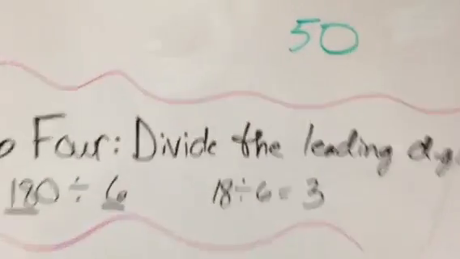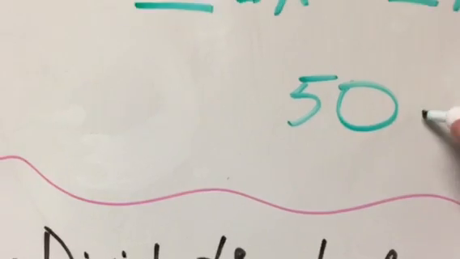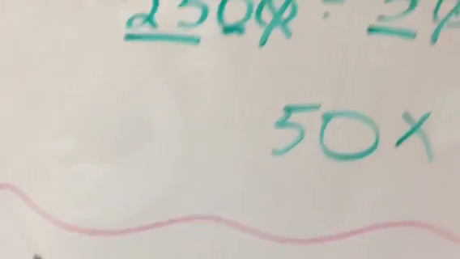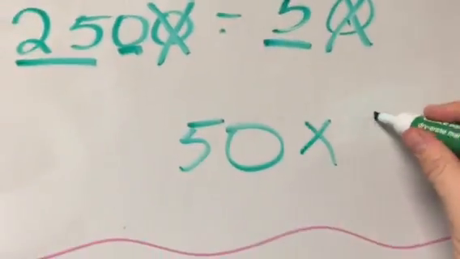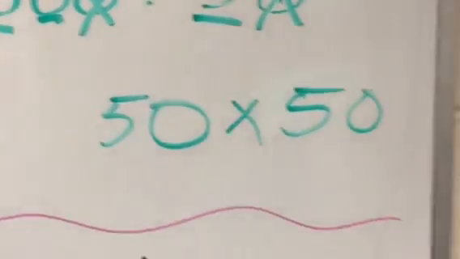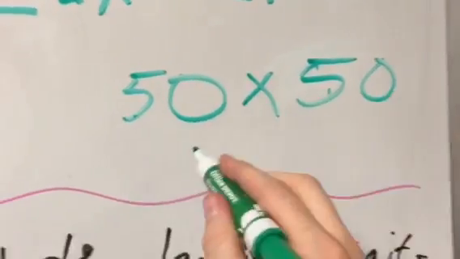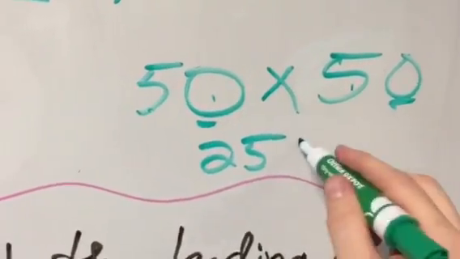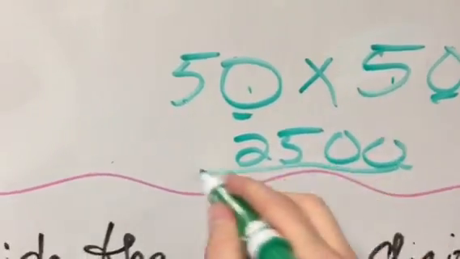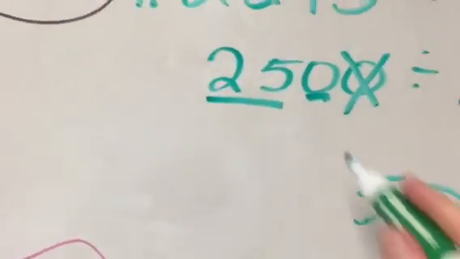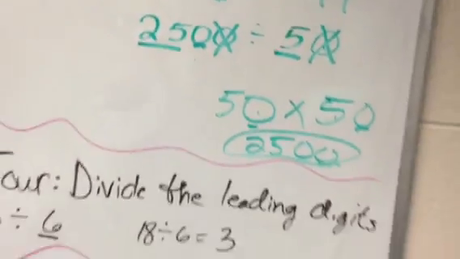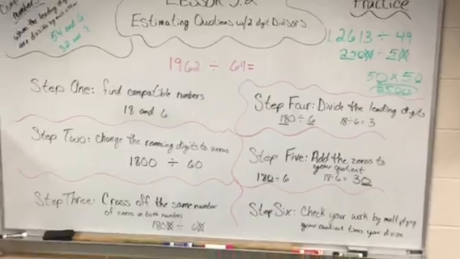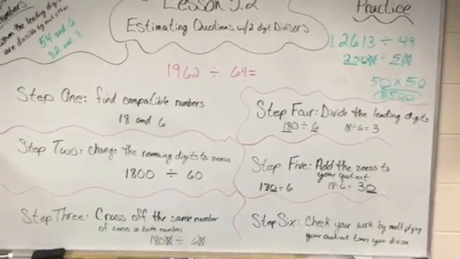Let's take 50, which is my quotient, and I'm going to multiply it by my divisor, which is 50 also. I multiply the leading digits. 5 times 5 is 25. And then add 2 zeros. Look at that. It matches exactly what I was doing. So these are the steps that we're going to use when we estimate quotients with 2-digit divisors.